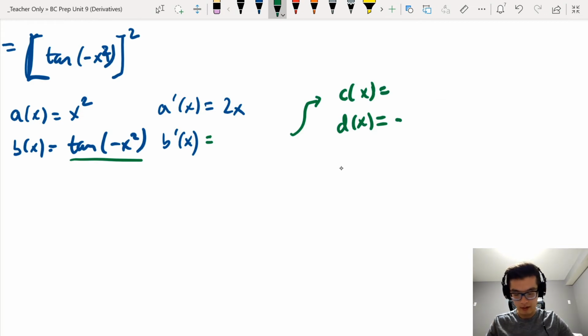So the inside function is negative x squared. We'll call that the d of x. And the outside function is going to be tangent. Okay, notice how what we did on the right is going to be super helpful now.